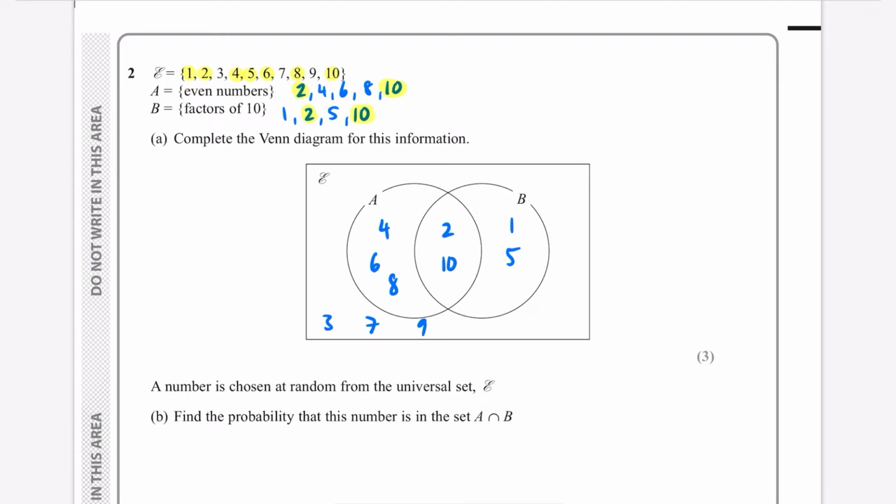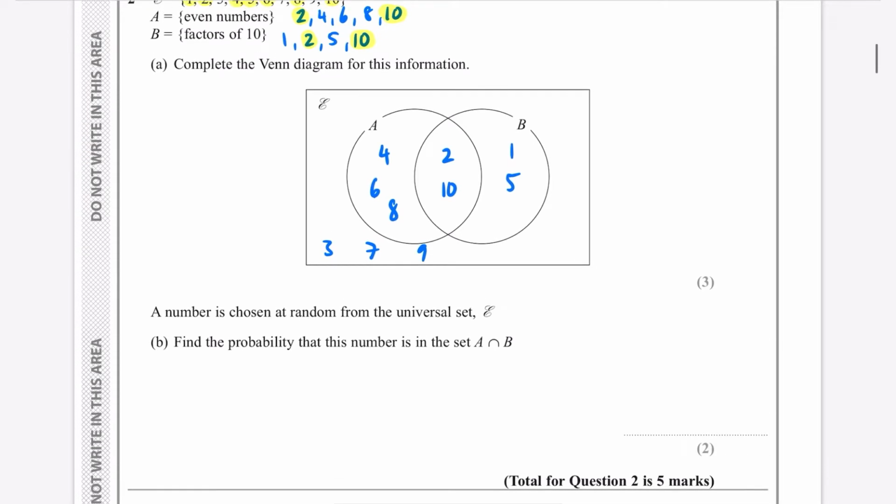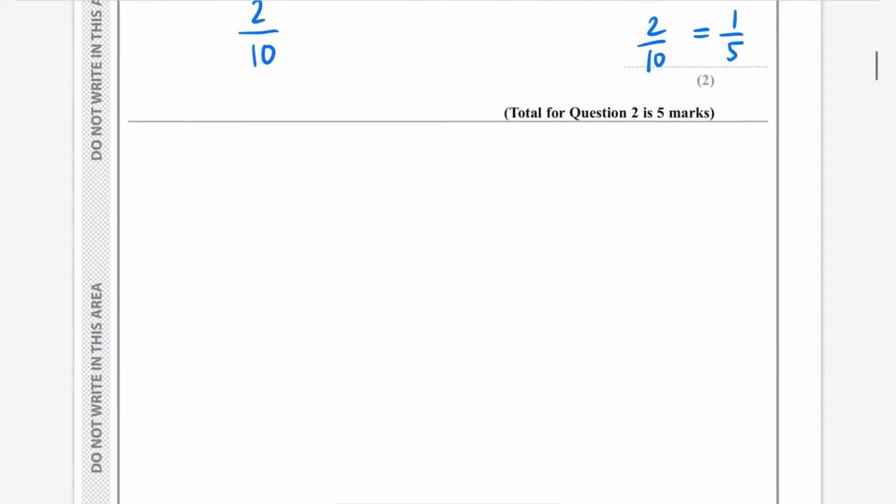So that's a nice 3 marks there. A number is chosen at random from the universal set, so it's being chosen from the universal set. That means it's going to be out of 10, because that's how many there are. And it says it wants to know if they're in the set A and B. Well, the set A and B, that's the intersection, that is the overlap. There are 2 numbers there, so we can just say 2 out of 10. If you want to simplify your answer, you can do 1 over 5. You could give it as a decimal or percentage, but that's perfectly fine.